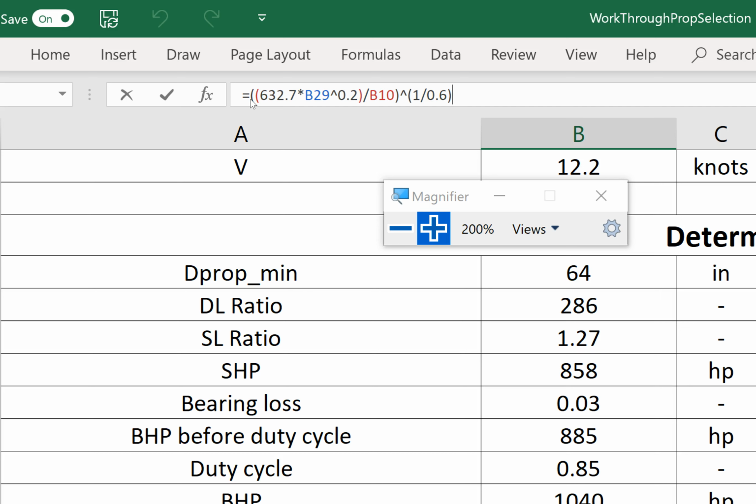So this formula right here is the prop diameter as a function of RPM and SHP. So I'll write it like this, and then I think we're just changing it.